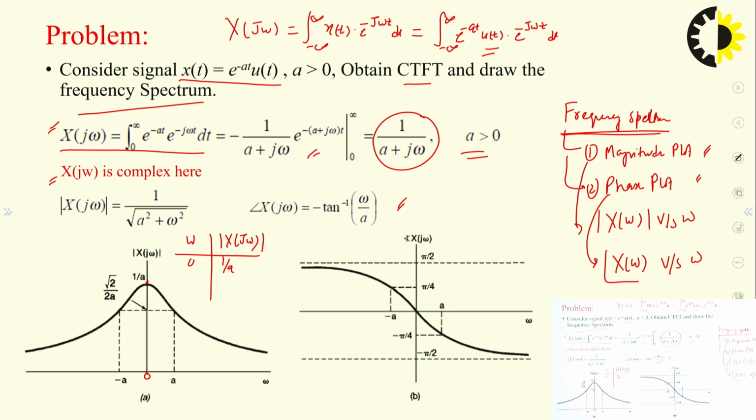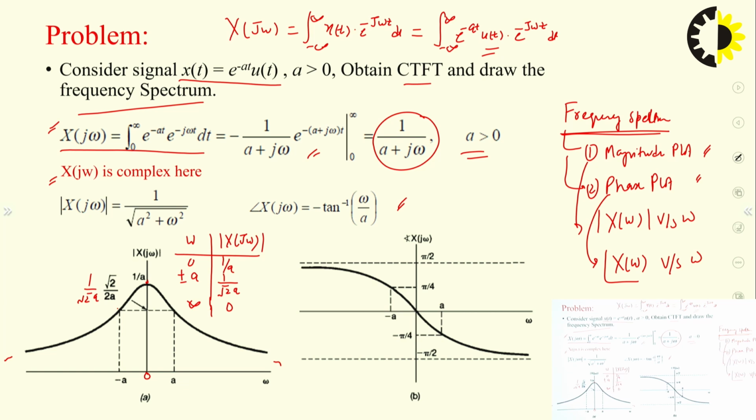Now if we check the value at plus minus a, the value becomes 1 by root 2 times a. You can also write it as 1 by root 2 times a. And similarly, if we increase the value up to infinity, the value becomes 0. So you can see this plot tends to 0 in both directions.